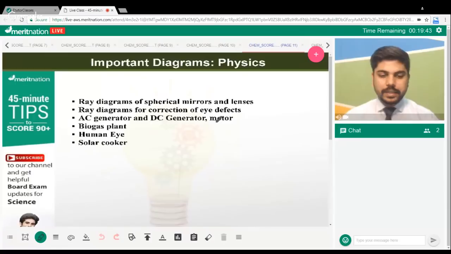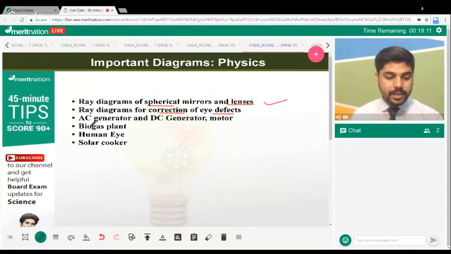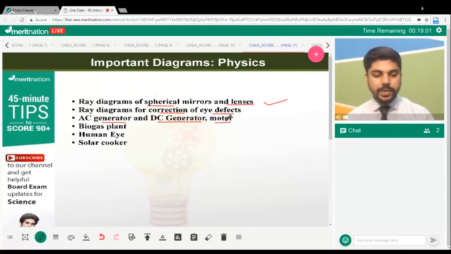Now, this is something really very important, and you were asking about it in the initial phase of the session: the important diagrams in physics, chemistry, and biology, right? So, in physics, the ray diagrams of spherical mirrors and lenses can be asked to draw and label, right? Ray diagrams for the correction of eye defects, by which you have to show it, can be asked. AC generator and DC generator, and yes, the DC motor. The diagrams of these particular topics can be asked directly or indirectly, right?